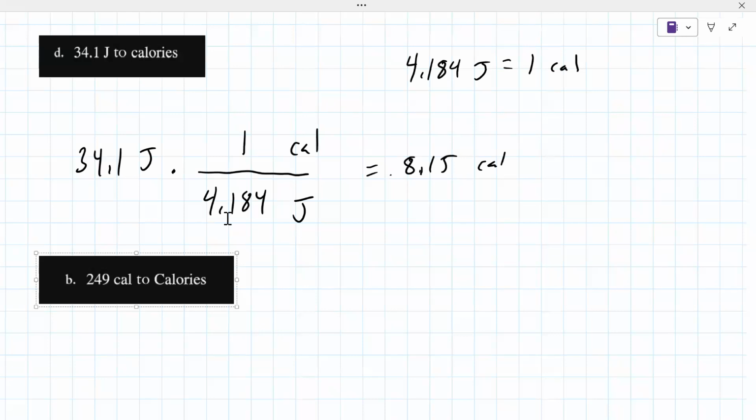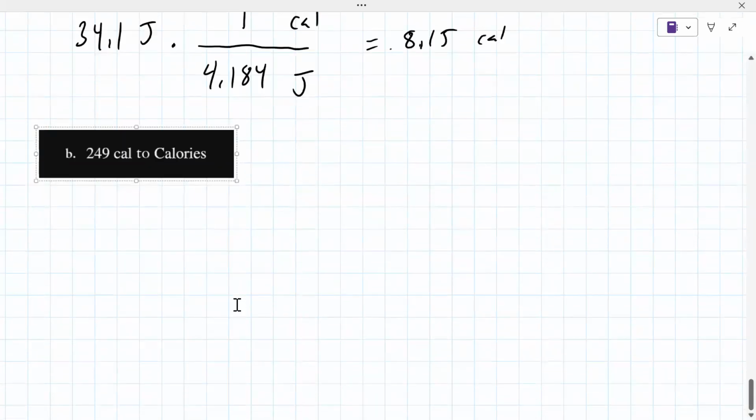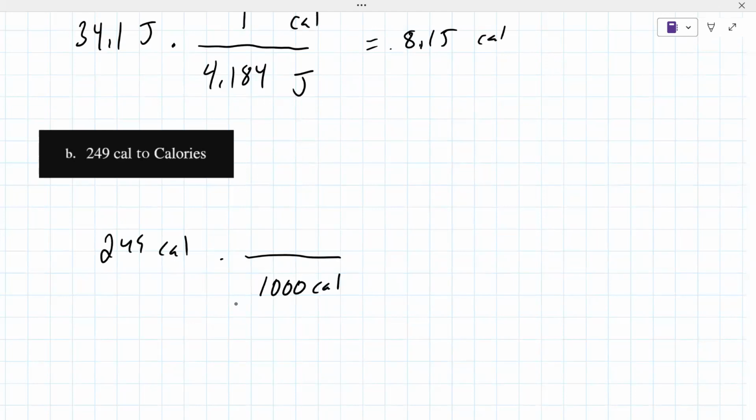I got 0.249 calories, or Cal. So it's 249 calories times there's 1,000 cal in one big Cal. Yeah, I got 0.249 of the big Cal. Good. All right, let's try another one here.